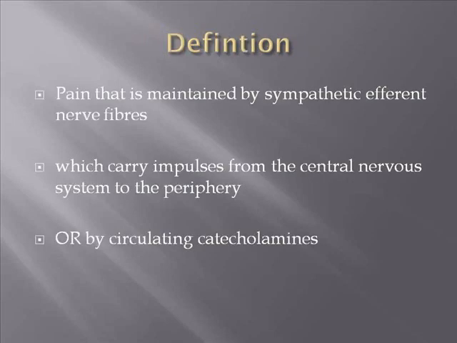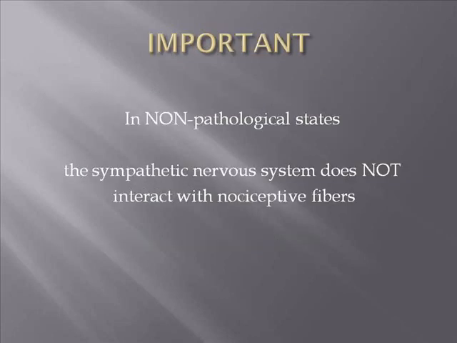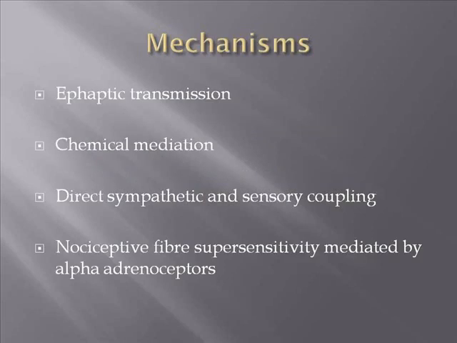SMP is defined as pain that is maintained by sympathetic efferent nerve fibers, which carry impulses from the central nervous system to the periphery, or by circulating catecholamines, which include epinephrine, norepinephrine, and dopamine. It is very important to highlight that in non-pathological states, the sympathetic nervous system does not interact with nociceptive fibers. We will discuss some of the proposed mechanisms of SMP that attempt to explain this sympathetic sensory relationship.